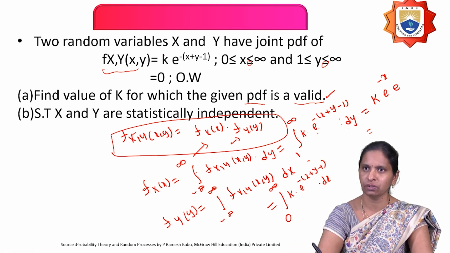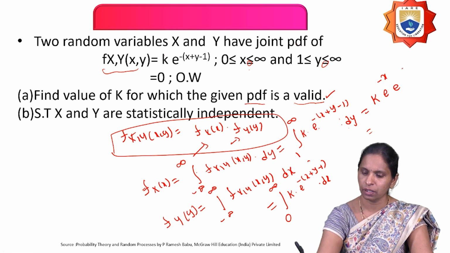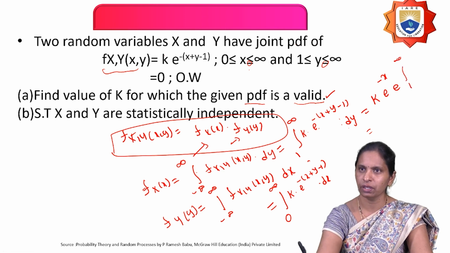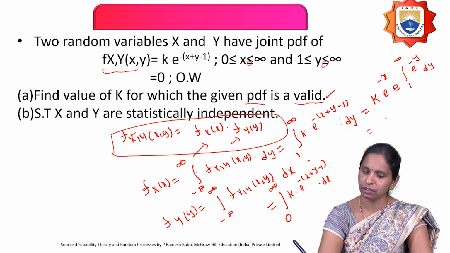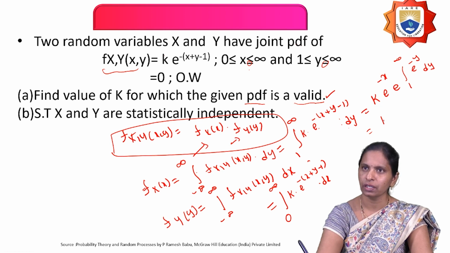e power minus x into e power minus y into e power 1. Since the integration is with respect to y, bring the terms k, e power minus x and e power 1 outside. Then what do you get here? Integration from 1 to infinity of e power minus y dy. Then what can you obtain here? So, k into e power minus x into e into the integration of e power minus y is what?